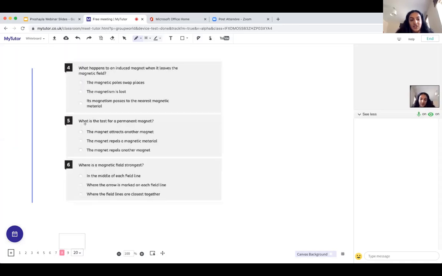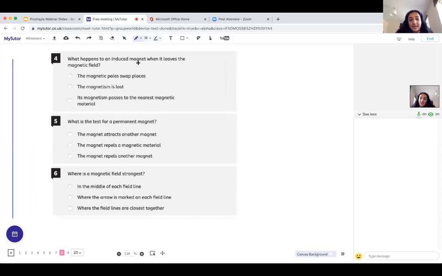Okay, so next 3 questions. What happens to an induced magnet when it leaves the magnetic field? Haven't talked about this one, but let's see if you know it. What is the test for a permanent magnet, and where is a magnetic field strongest? I'll give you a minute to do this one. Okay, 30 more seconds.